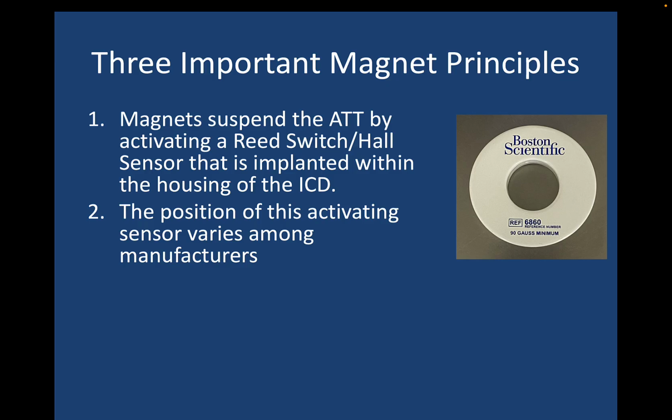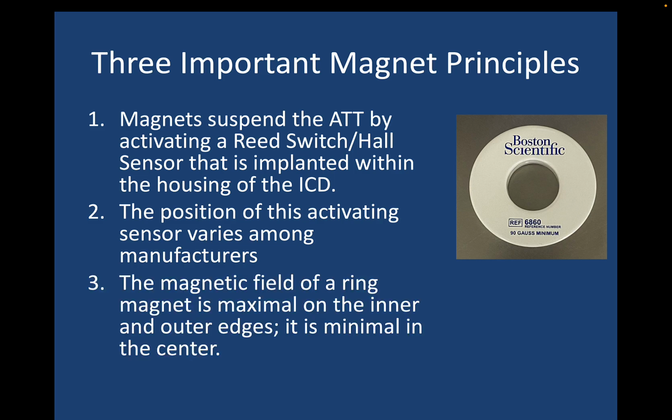The position of this activating sensor varies among the manufacturers, and it's not easily determined by people like me. The magnetic field of a ring magnet is maximal on the inner and outer edges. It's minimal in the center. And what does this mean?